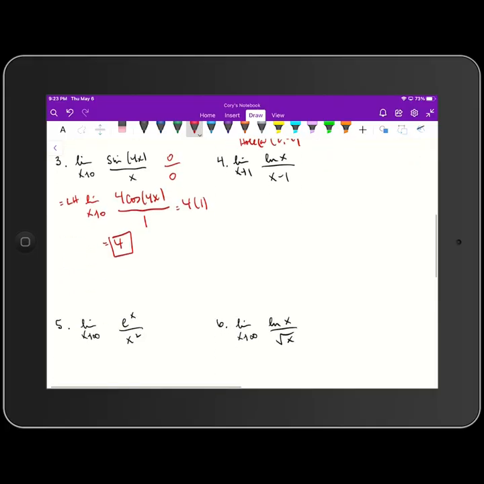Okay, so I'm going to have you guys give 4, 5, and 6 a try. So I want you to pause the video to work on those. For number 4, we have the limit as x approaches 1 of the natural log of x divided by x minus 1. For 5, we have the limit as x approaches infinity of e raised to the x power divided by x squared. And for 6, we have the limit as x approaches infinity of the natural log of x divided by the square root of x. Okay, so go ahead and pause the video to give those three examples a try. When you're done, unpause and we'll take a look at these together.